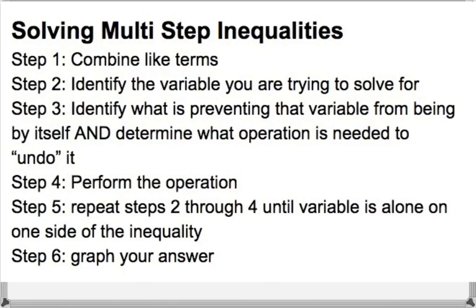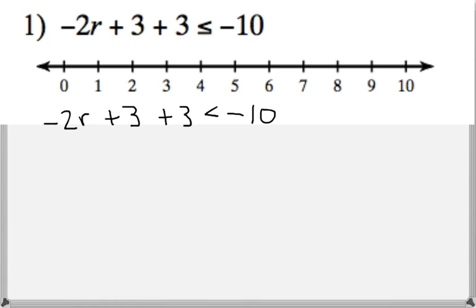Let's look at an example. In this example, we have negative 2r plus 3 is less than or equal to negative 10. First thing that should stand out is we have a plus 3 and a plus 3. These two things can be combined together with addition, so we have negative 2r plus 6 is less than or equal to negative 10.